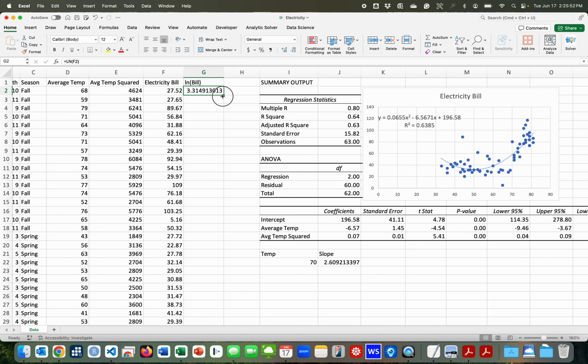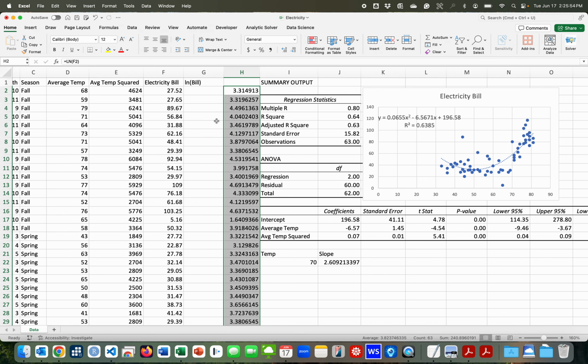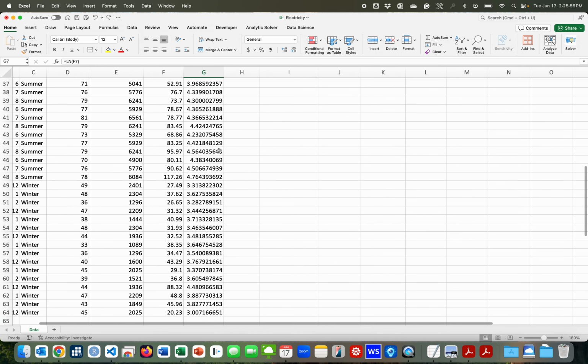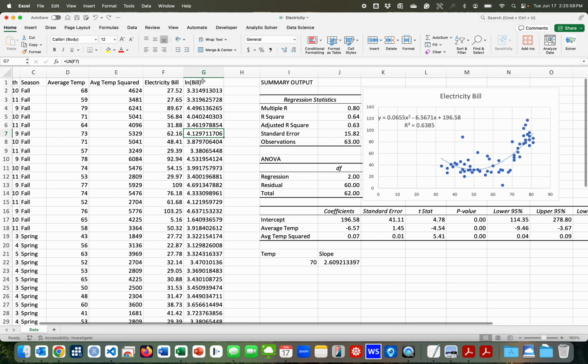And we run this down. You have to be careful here, because you cannot use the natural log of a dependent variable if your dependent variable takes on negative values, because the natural log of a negative value is undefined. But here all of our bills are positive, so everything is going to work out okay.